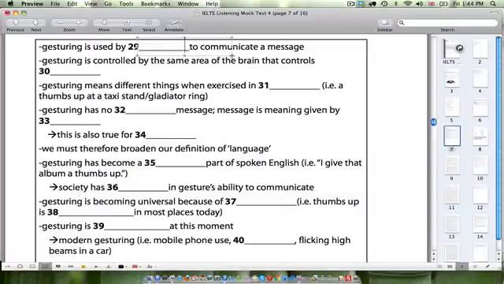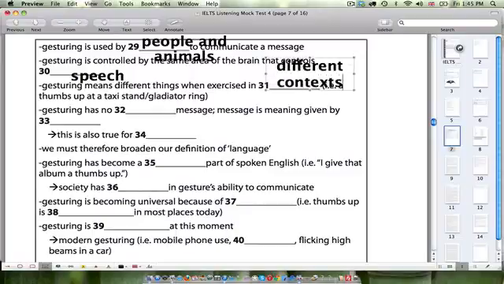humans or people and animals. Gesturing is controlled by the same area of the brain that controls, the answer there is speech, and she says this answer almost word for word. Gesturing means different things when exercised in, and as we predicted, she shared both examples. So a thumbs up at a taxi stand is different than a thumbs up at a gladiator ring. So the answer here would be exercised in different contexts, which is what she said in her lecture.